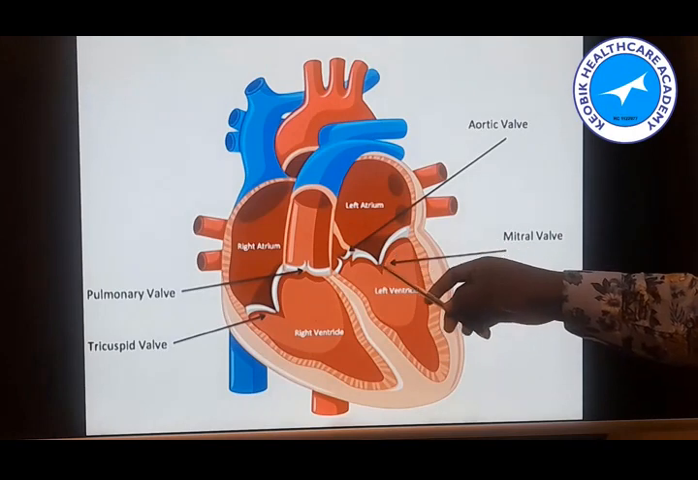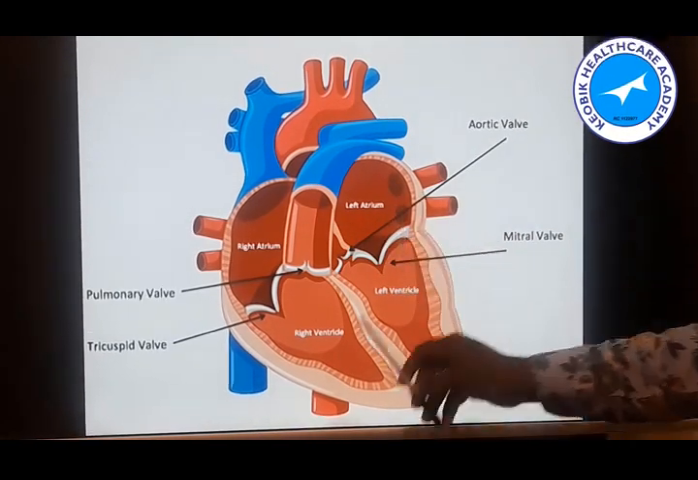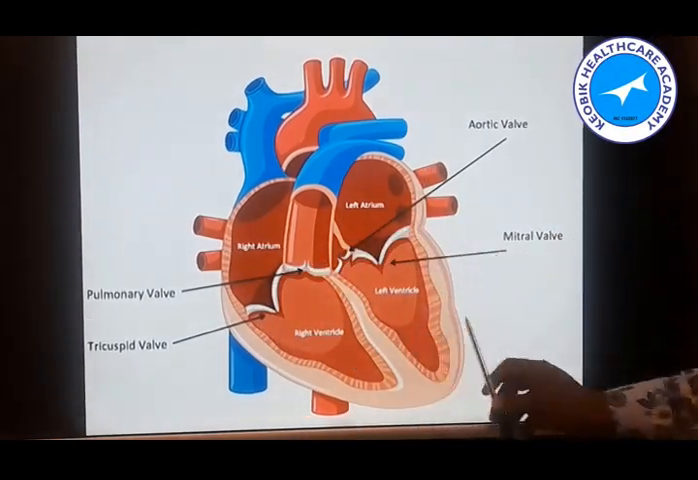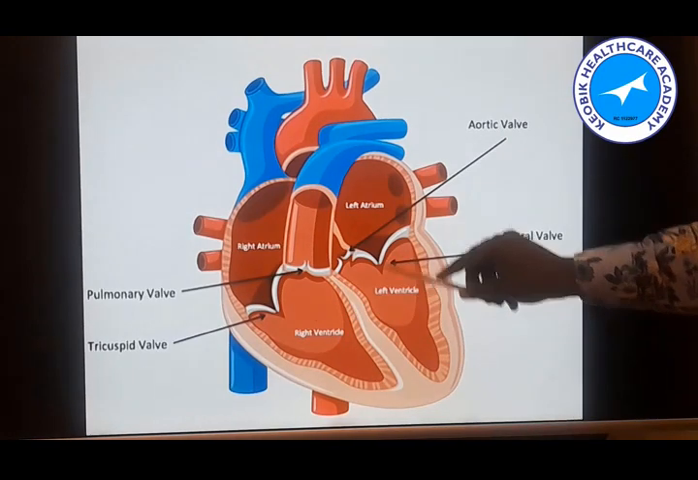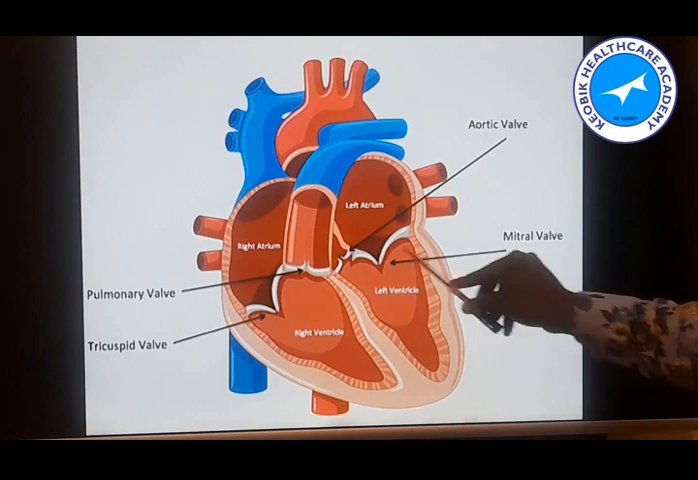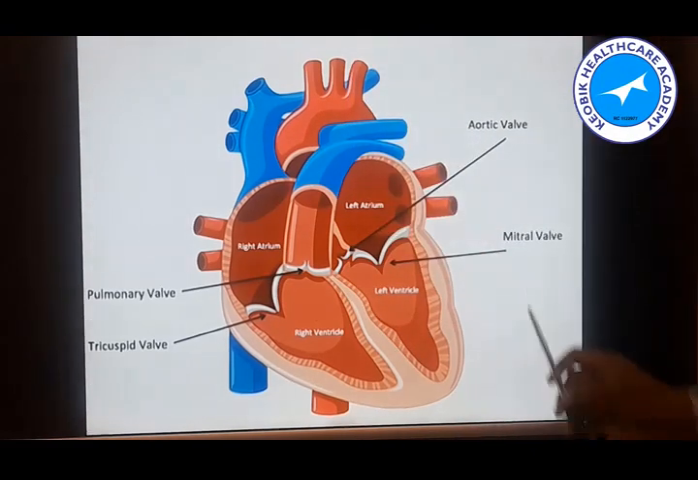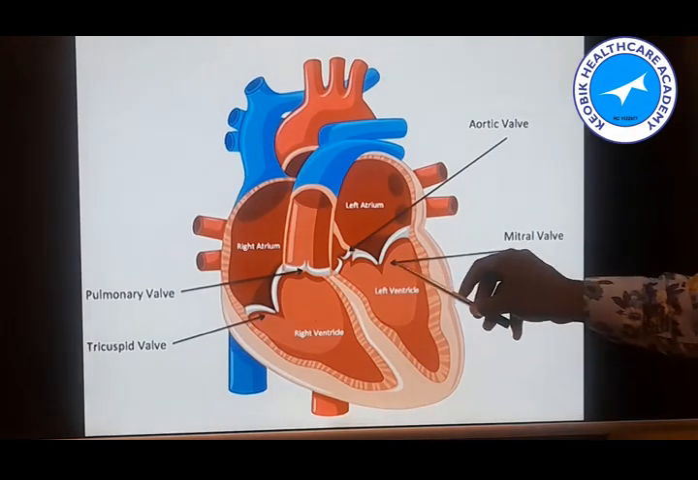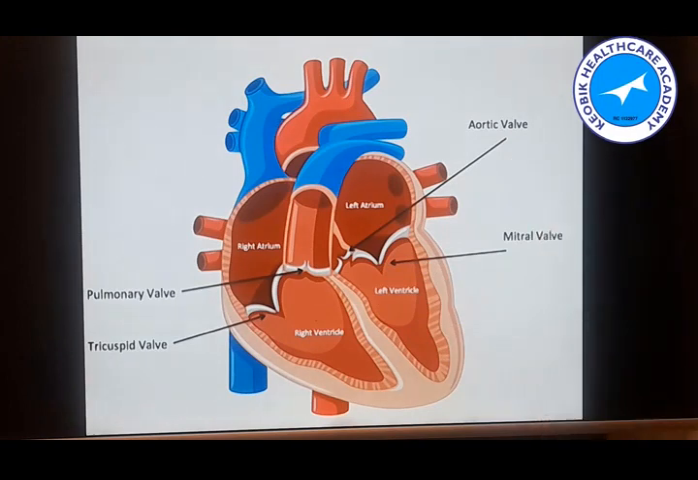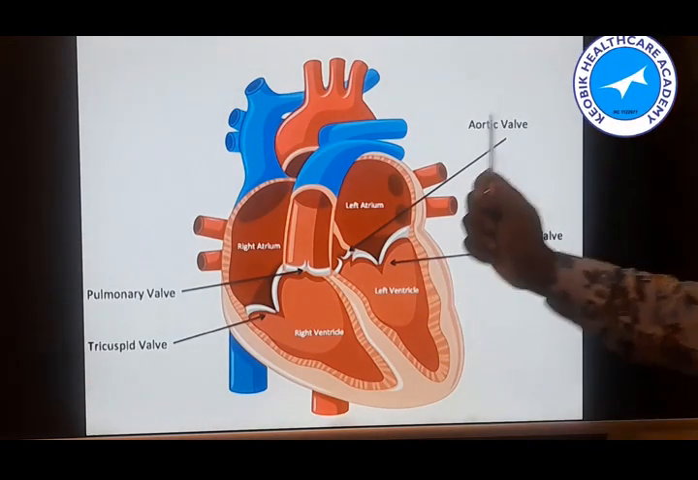From the left atrium, it enters the left ventricle. Atrium receives, ventricles pump out. The left ventricle, which is our area of interest, is the main pump that connects to the organs of the body. This is carrying oxygen-rich blood, and if the heart chamber is working well, it's supposed to pump out two-thirds of it in one heartbeat.